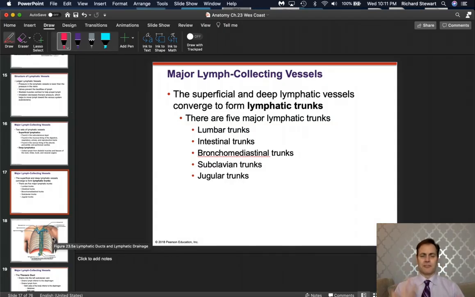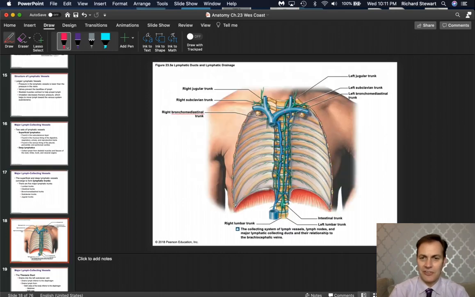Remember what a trunk is. A trunk is basically like a tree trunk with all the other branches coming off of it. Okay. So as you can see right here, this will be the trunk going right up. And then we have all the tributaries that add into it. That's all you need to understand about that.